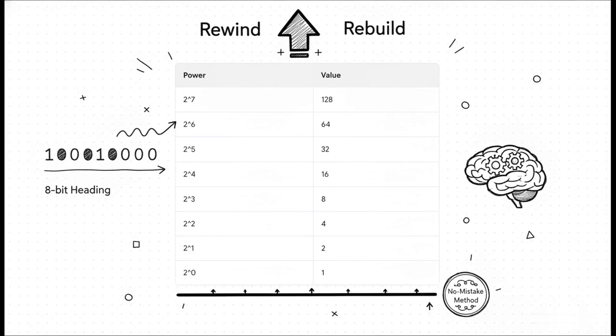The absolute only way to guarantee your marks is to physically map out those 8-bit binary headings right on your paper. We're talking 128, 64, 32, 16, 8, 4, 2, and 1, placed directly beneath their base 2 powers, from 2 to the power of 7 all the way down to 2 to the power of 0. This right here is the bedrock of what we call the no-mistake method.